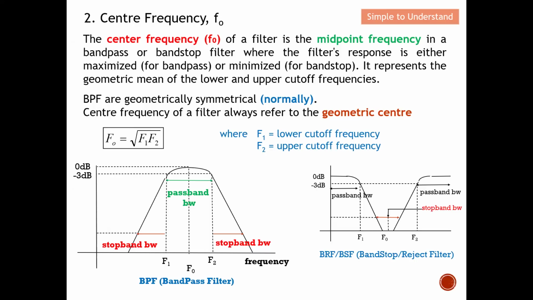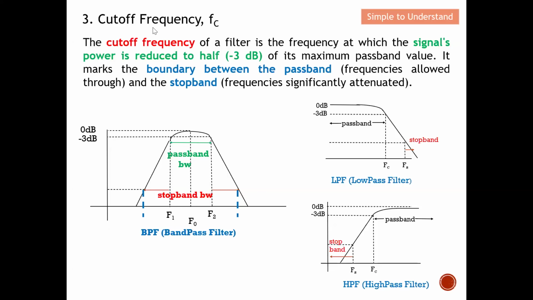Next will be the cutoff frequency. This is very important, especially for low pass filter and high pass filter. Let me define what the cutoff frequency is first. The cutoff frequency of a filter is the frequency at which the signal power is reduced to half, which is minus 3 dB of its maximum passband value. So what does this mean? This is the maximum passband value. When the signal is reduced 3 dB below, which is the half power, basically this is where we locate the cutoff frequency.